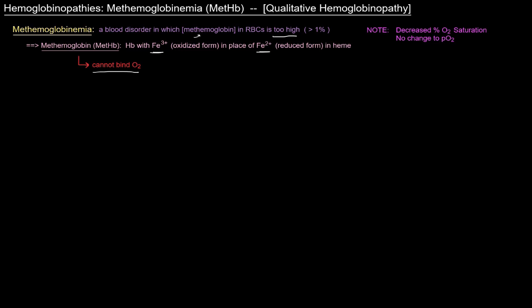Now, when it comes to methemoglobinemia, there's hereditary methemoglobinemia, which is also congenital methemoglobinemia. There's also acquired or acute methemoglobinemia.